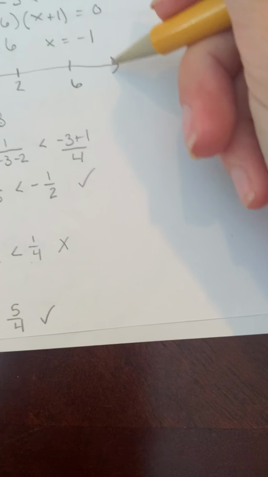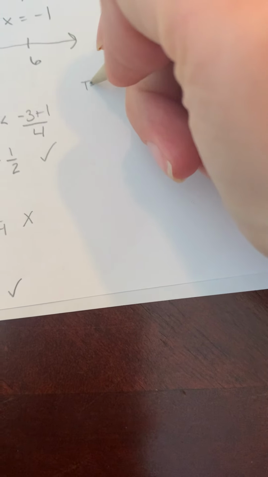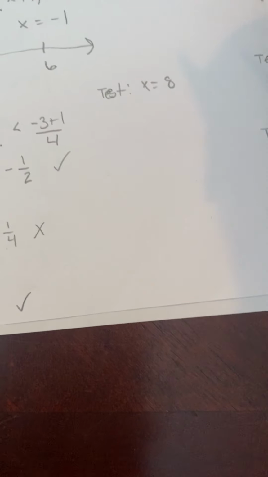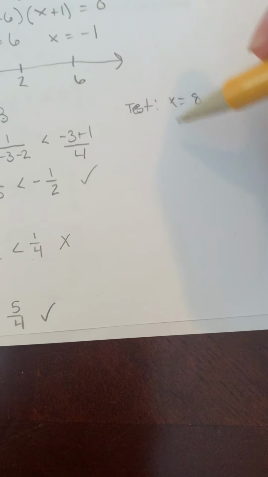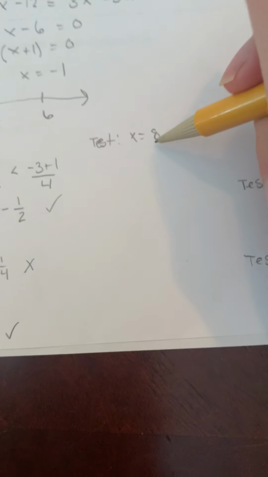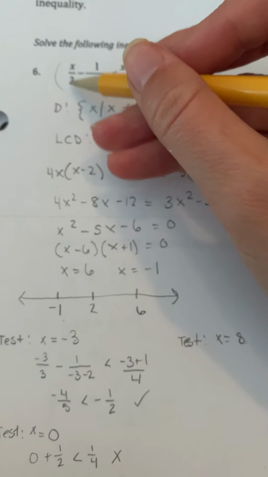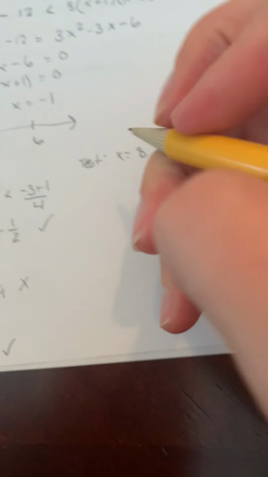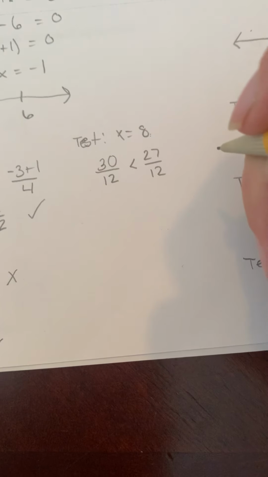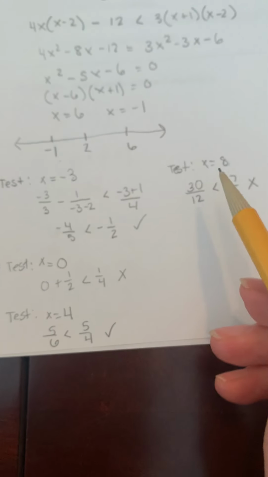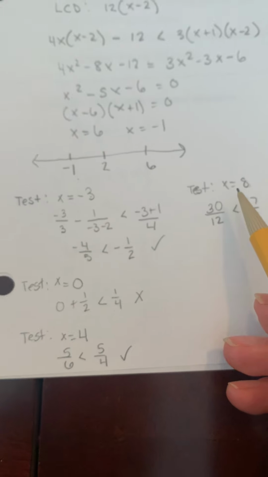Lastly, let's test something greater than 6. So let's test x equals 8. And you can pick anything. You can pick 100 if you want to, but just try to make things a little easy on yourself. So I'm going to take 8 and plug it into my original inequality. 8/3 and so forth. When I do that, we get 30/12 is less than 27/12. Is that true? No. So if we look at what we have done, and remember, these calculations may take a little bit of time, and that's okay.